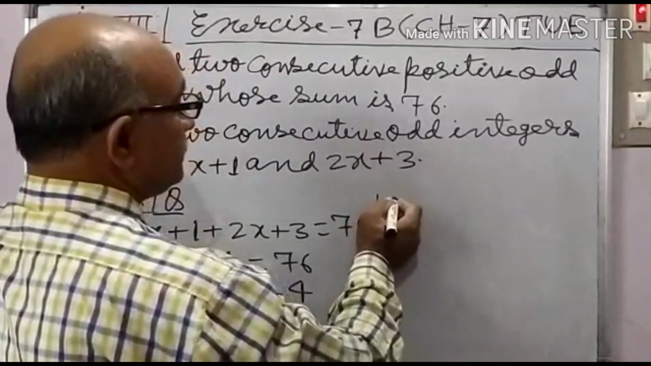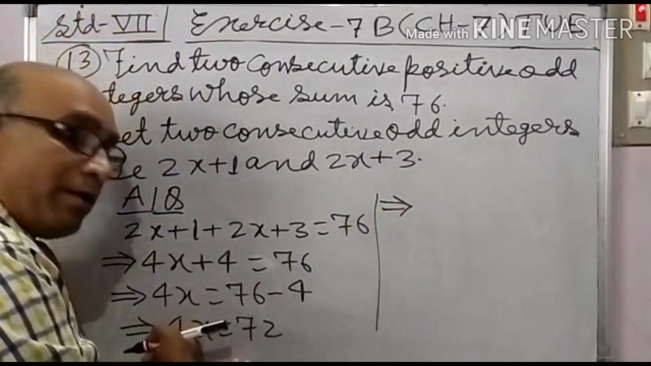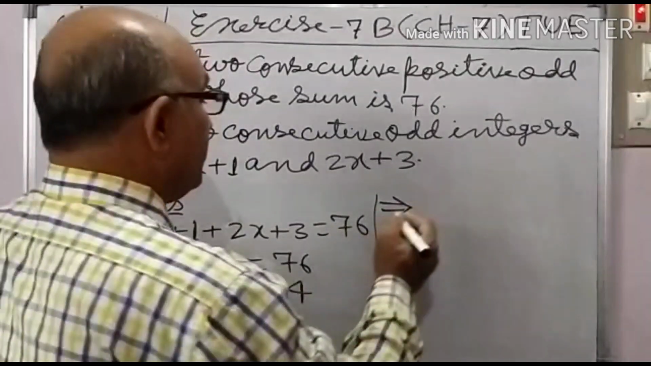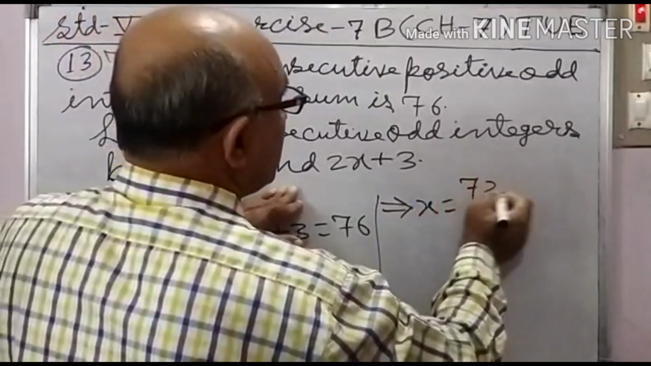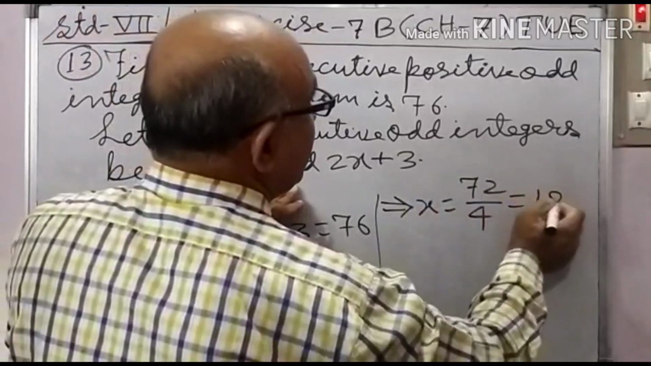Now here 4x equal to 72. 4 is multiplied here, by transposition change into divide. So x equal to 72 by 4, that means 18.